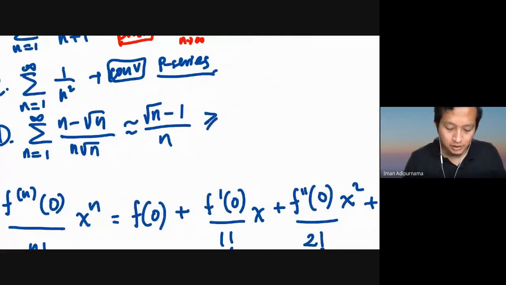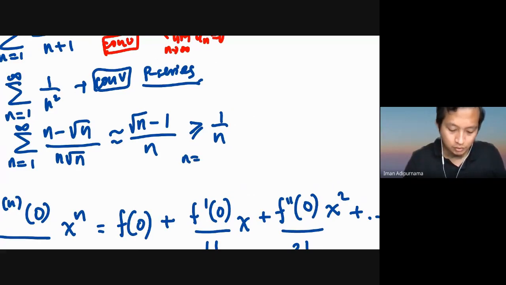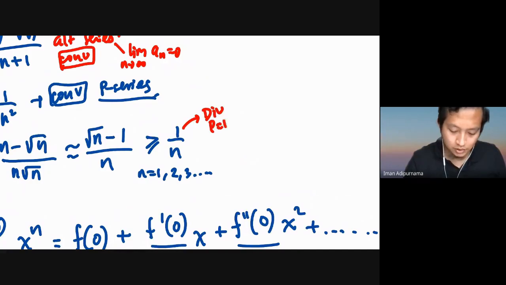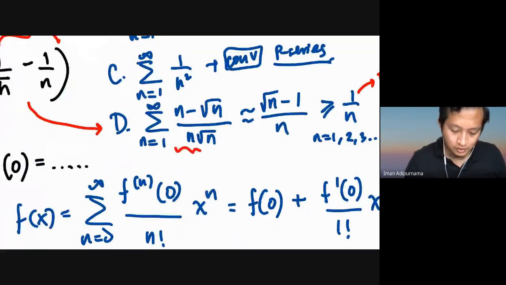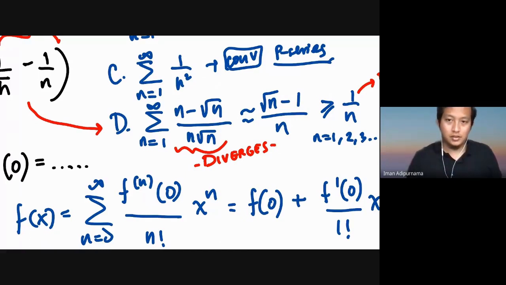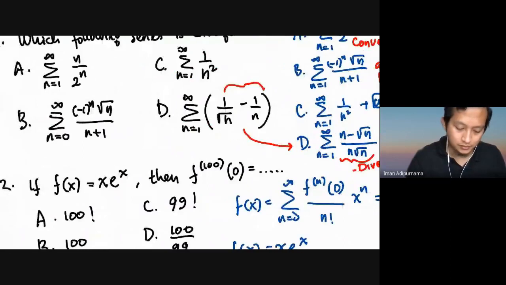And this is, by the case, greater than 1 over n. If you check from n equal 1, okay, 2, 3, and so on. And because this is diverged, right? P is equal 1, P series. So this whole thing is divergent. Okay. So the answer should be D.